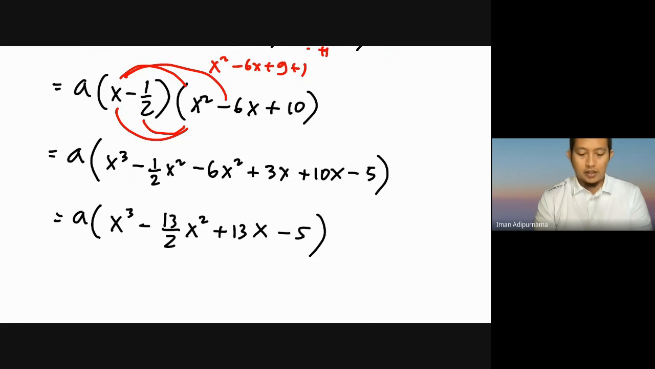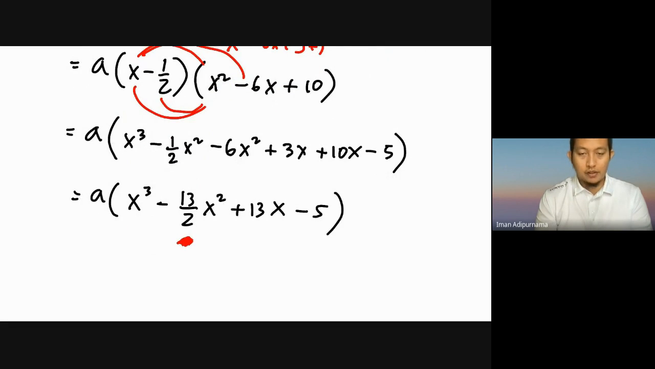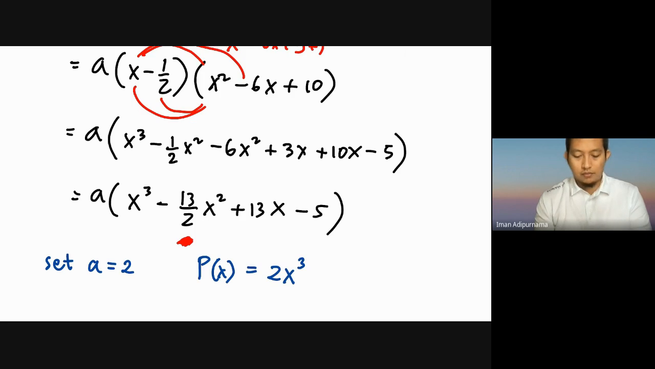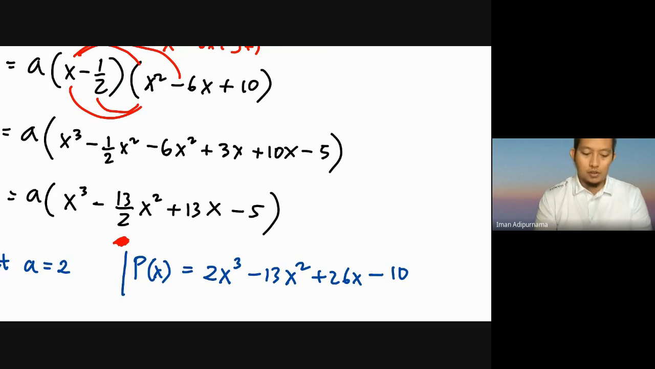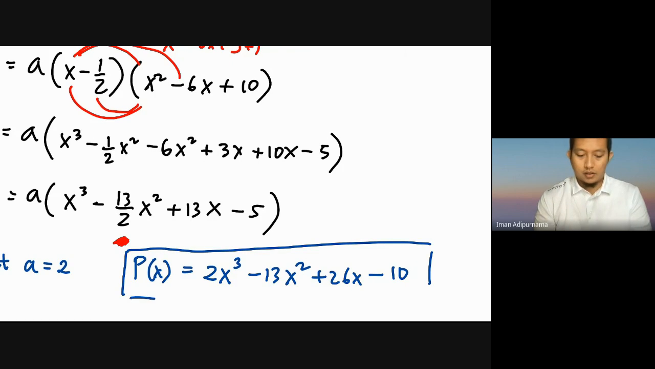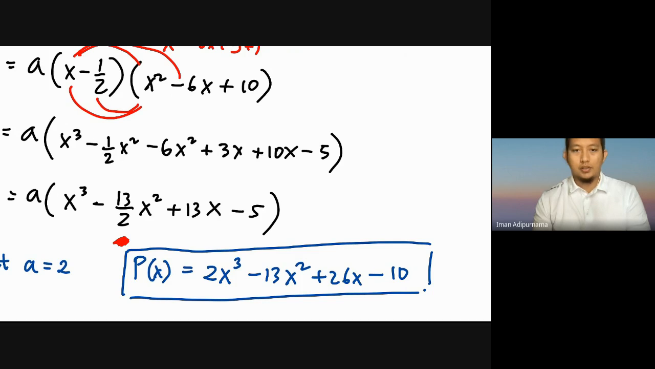Okay. And then because of this, we have a fraction. Then we can set a equal to remove 2, right? Remove this 13 over 2. So set a equal to, so we will have b of x is 2x cubed minus 13x squared plus 26x minus 10. Then this will be our solutions. At least one polynomial that satisfies the requirements.